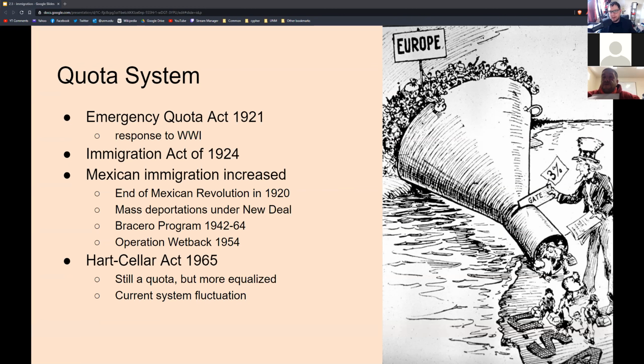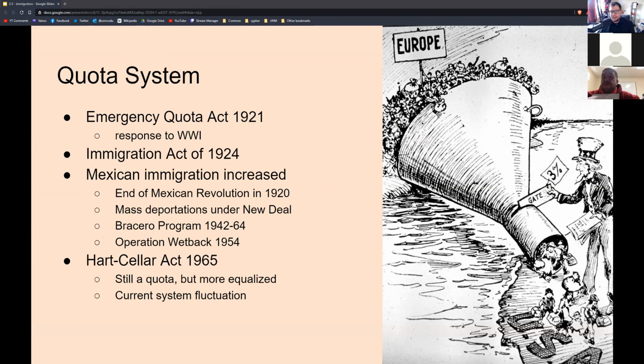But finally, as part of the whole civil rights movement, in 1965, the Hart-Celler Act eliminated the quota system and gave us the system that we have today. Now, it's still technically a quota, but it's more about the size of the country they're immigrating from rather than previous status of immigration from that nation before 1910.